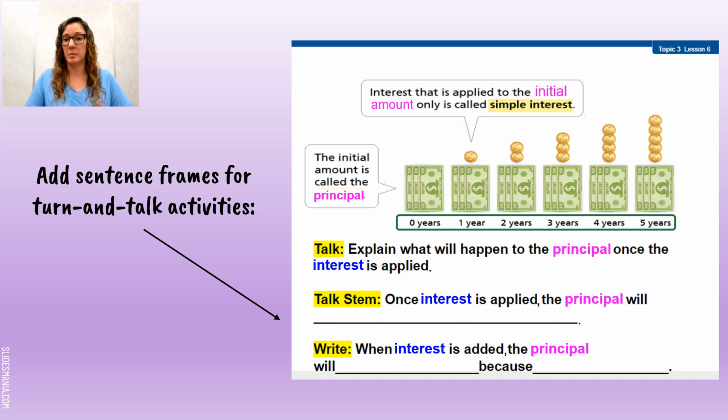So first, they're going to explain what will happen to the principal once the interest is applied. So here's their stem. And they're going to practice this with their peers. Once the interest is applied, the principal will blank, right? And then they're going to, after their discussion with their peers, write a sentence down in their notes. When interest is added, the principal will blank because. And again, this might need some word banks or extra support depending on the students in front of you.